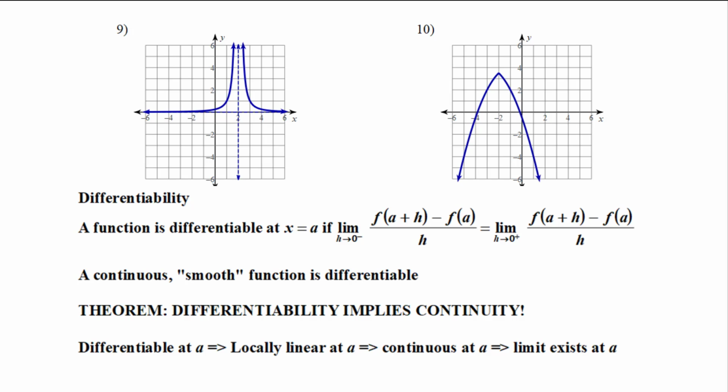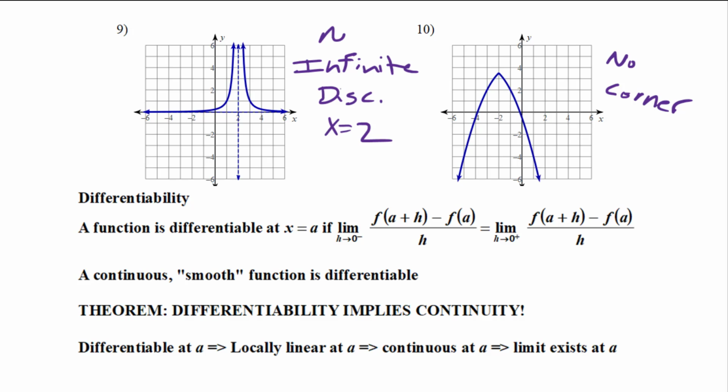And 2 more. Number 9, is it continuous? It's not even continuous. So this one is not continuous. This has an infinite discontinuity at x equals 2. And what about number 10? Is that differentiable? Again, it looks like it comes to a peak. Here, it's not quite smooth. Here we have a corner. So this one is no. Just write no here. And we have a corner at x equals negative 2.